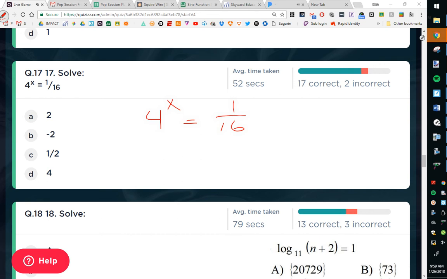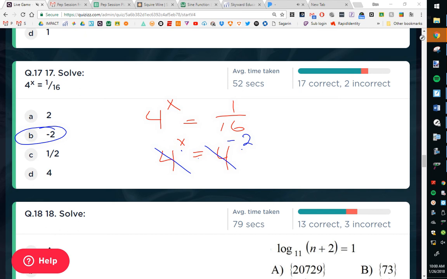4 to a power and then 1 over 16. It would be great if I could rewrite both sides to be 4 to some power. We know that 4 squared gets me 16, but I want it to be a fraction of 1 over 16. So not only do I need a 2 there, but I need a negative sign to give me the fraction. Then once I've done that, I've got a 4 on both sides that I could cancel. X equals negative 2.